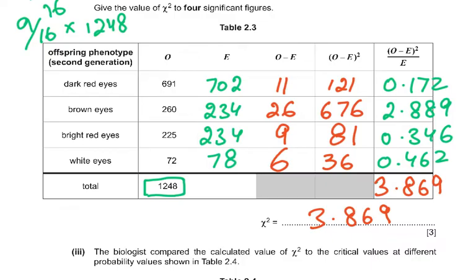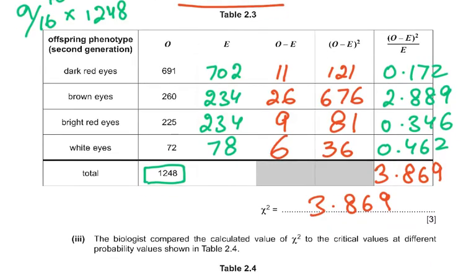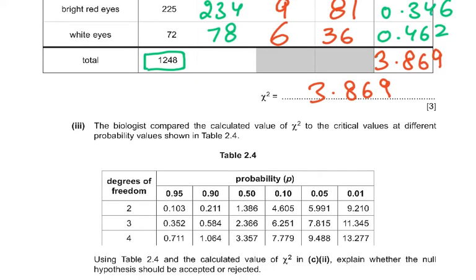Well, they told you in the question to do 4 significant figures, so you did 4 significant figures. Now, the biologist compared the calculated value of x squared to the critical values at different probability values shown in table 2.4, using table 2.4.